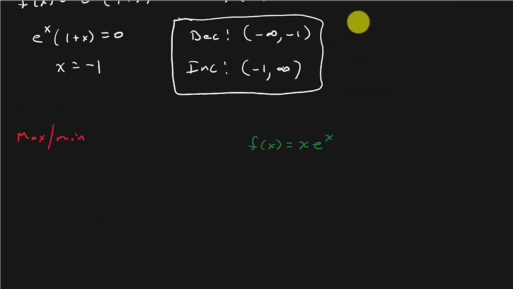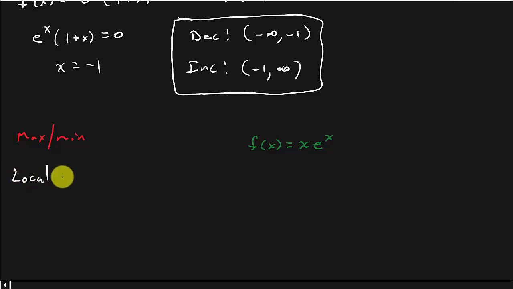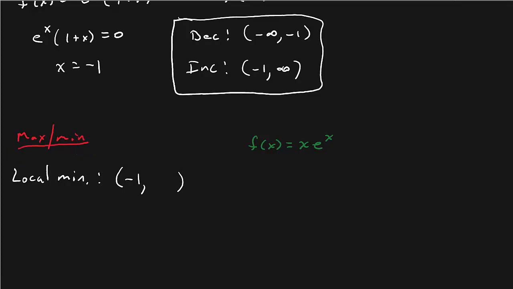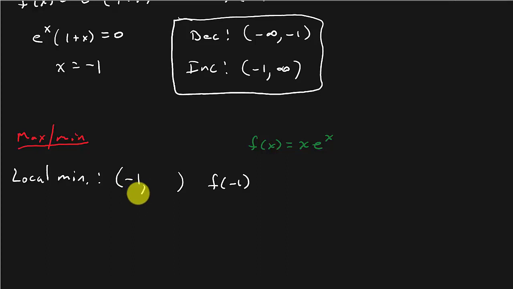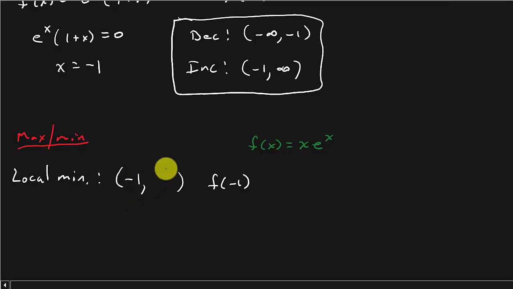All right. So we have a local minimum at -1. All right. And now I need the y coordinate. So we're going to do what? We're going to evaluate the original function at the x value. That's where students mess up all the time. A lot of students will take that -1 and plug it back into the derivative. Okay, that's not right. We're looking for an x-y coordinate.